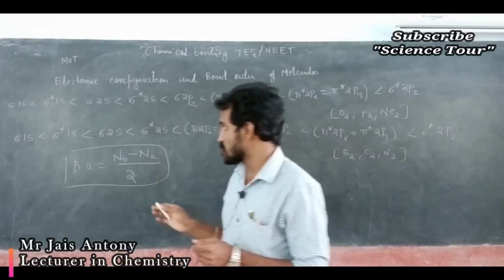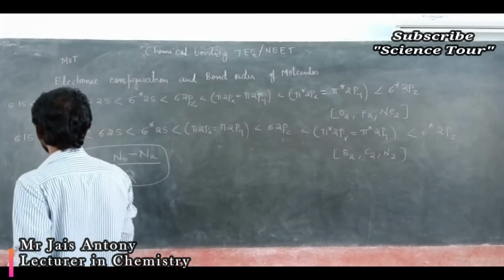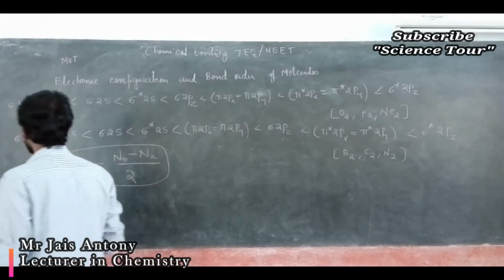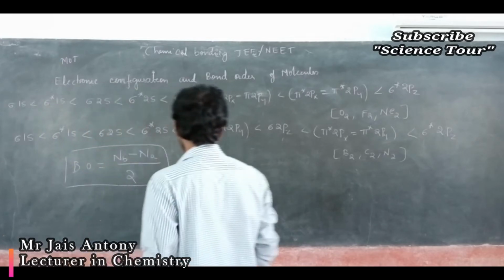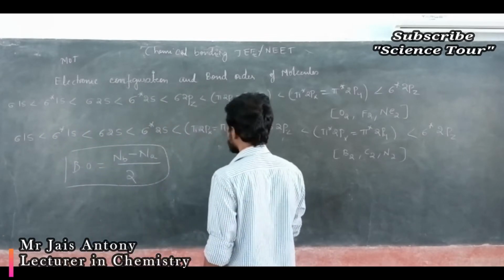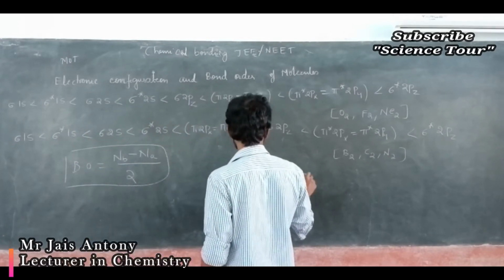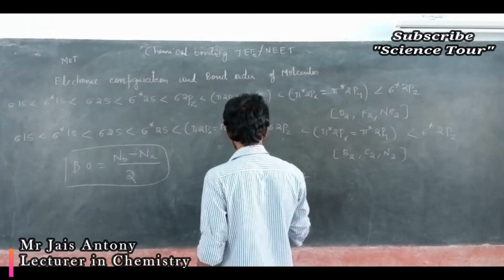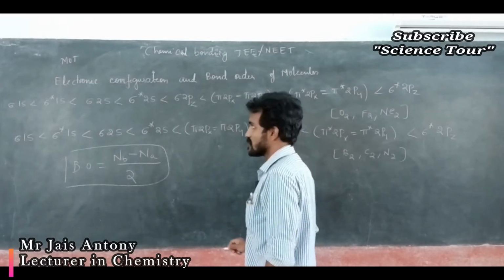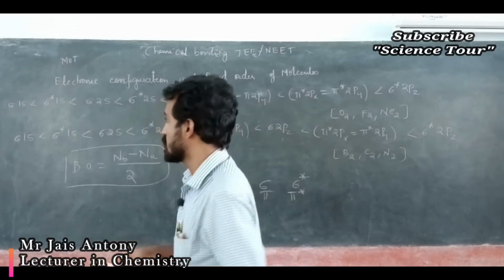My dear students, now we are going to explain electronic configuration. You know that the bonding molecular orbital is represented by sigma, and the anti-bonding is represented by sigma star, pi star. This explanation was also given in the earlier video. Please go through that video, my dear students.